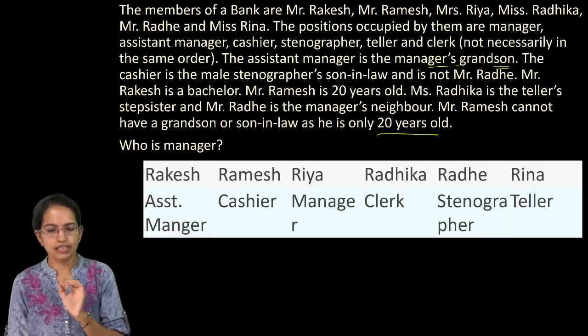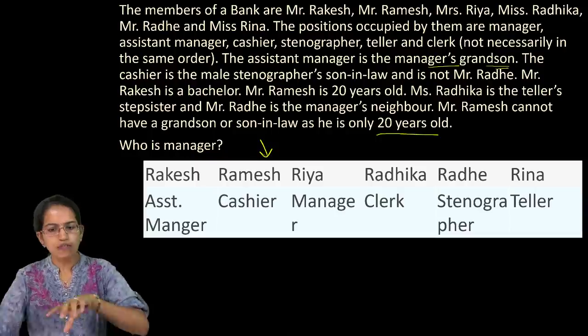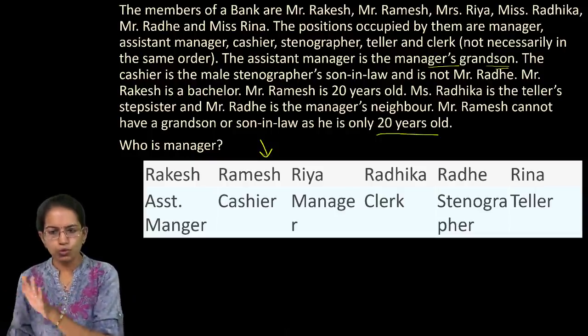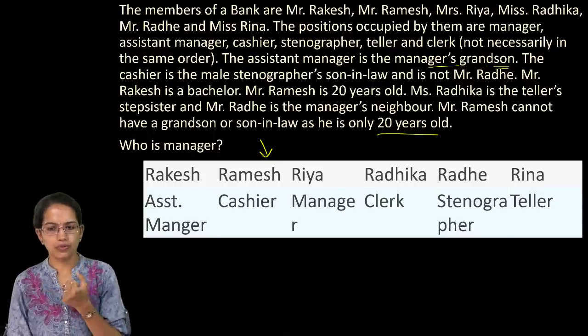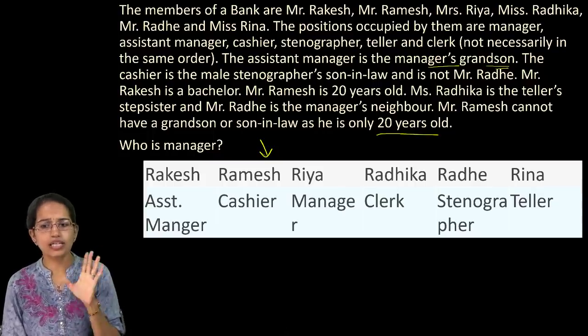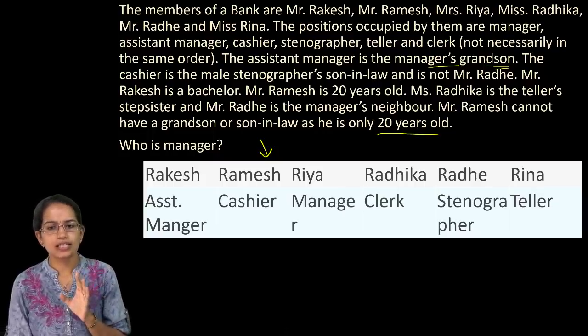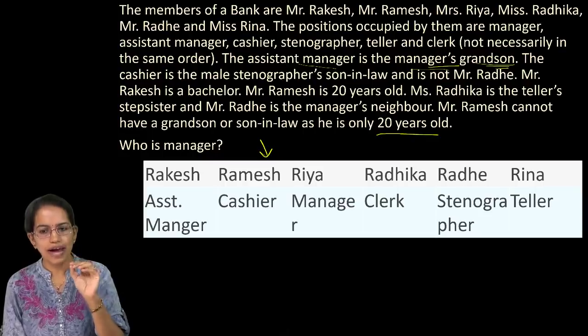Who is the manager? Now, how do we find out? This is the final, who would be who. That is what I have written here. But the idea is to understand how to go around it. The first thing that we need to understand is the assistant manager is manager's grandson. So, how do we come on to the manager first?